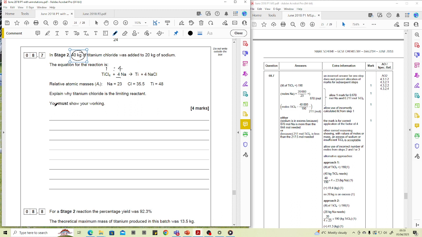Okay, you must show your working. So we're going to work out how many moles we've got and how many moles we need in order to complete the reaction. And you're only being asked about titanium chloride, so you don't have to go through the whole thing for sodium as well. We'll just do the ratio to say how much titanium chloride we've got and how much we would need, and therefore will it run out. So moles of titanium chloride. Okay, and then we're going to say moles of titanium chloride required.